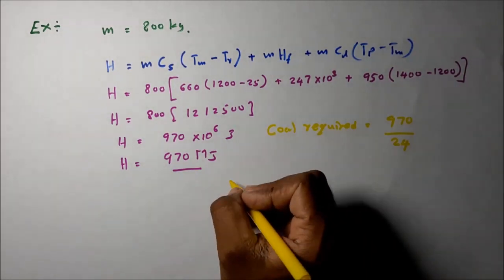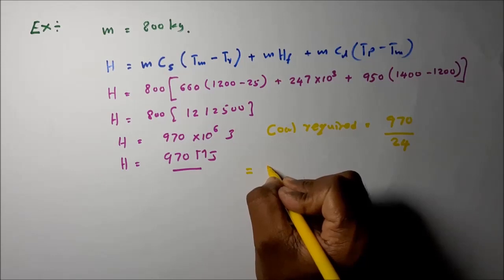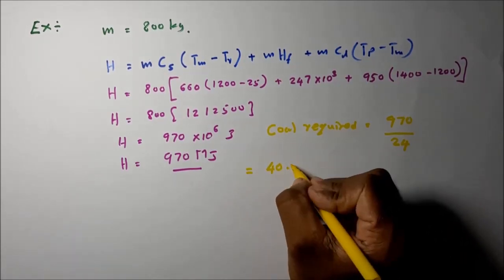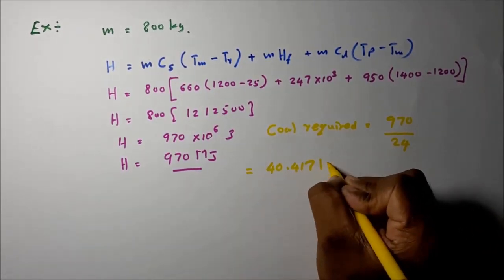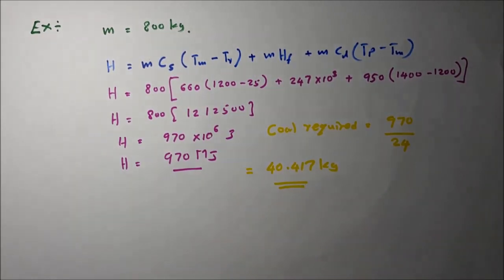The answer is 40.417 kilograms of coal required for this cupola operation. That is a very rough estimation.